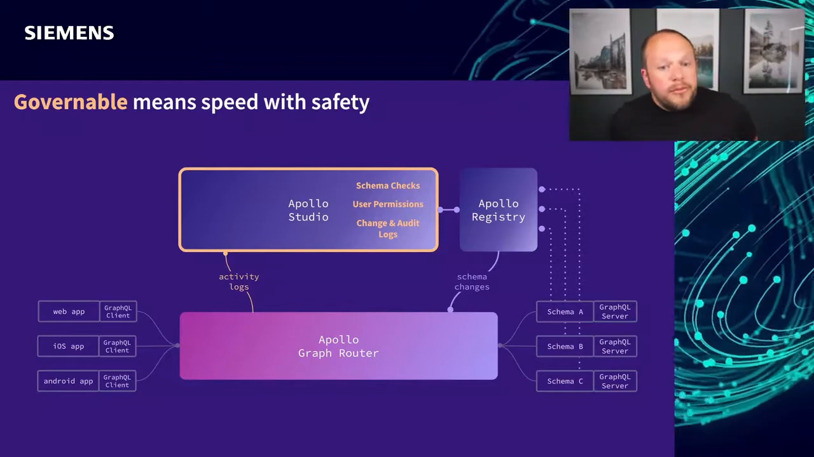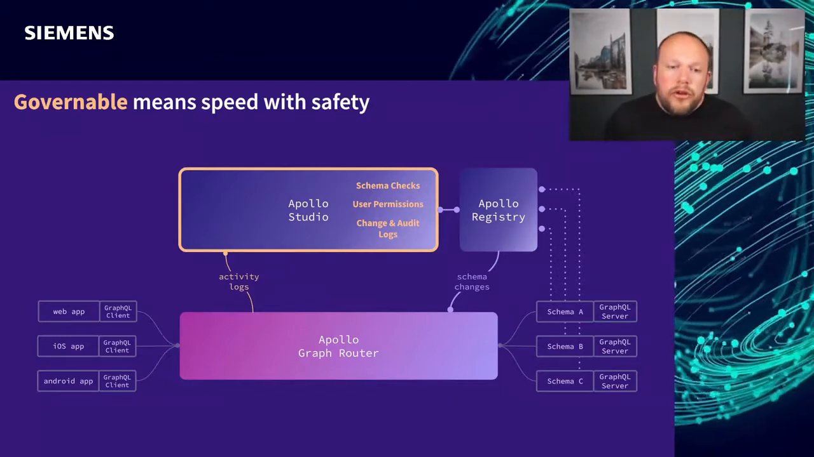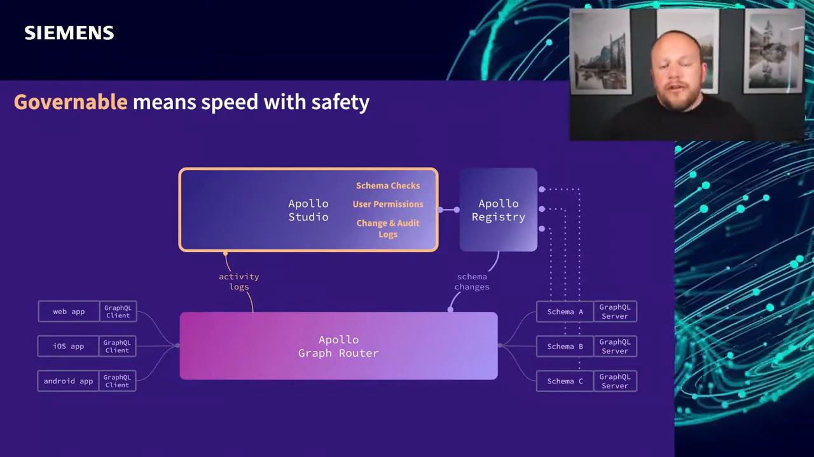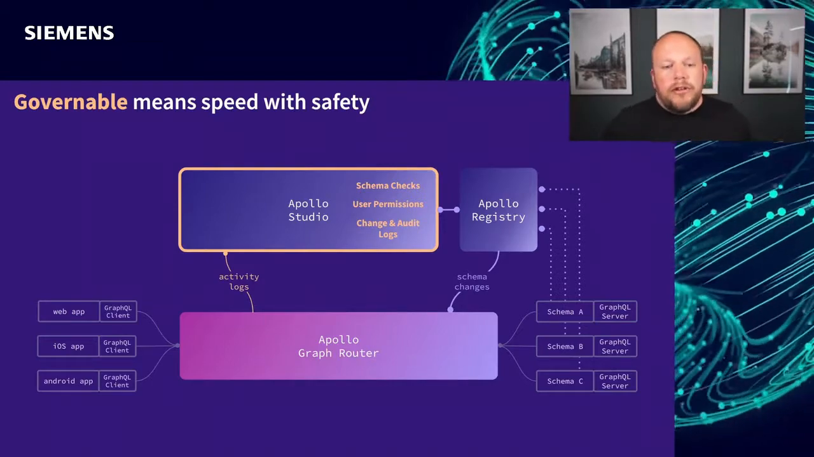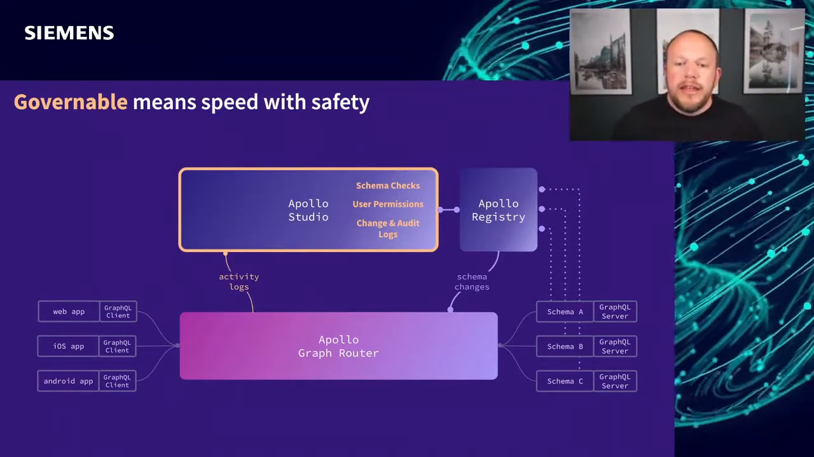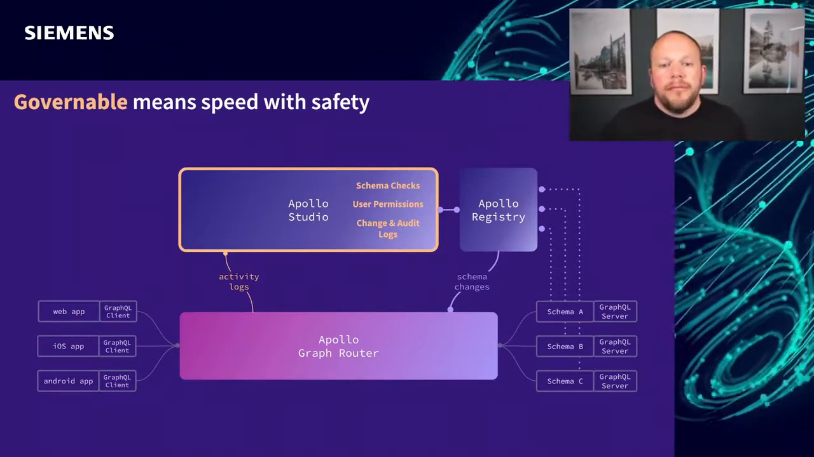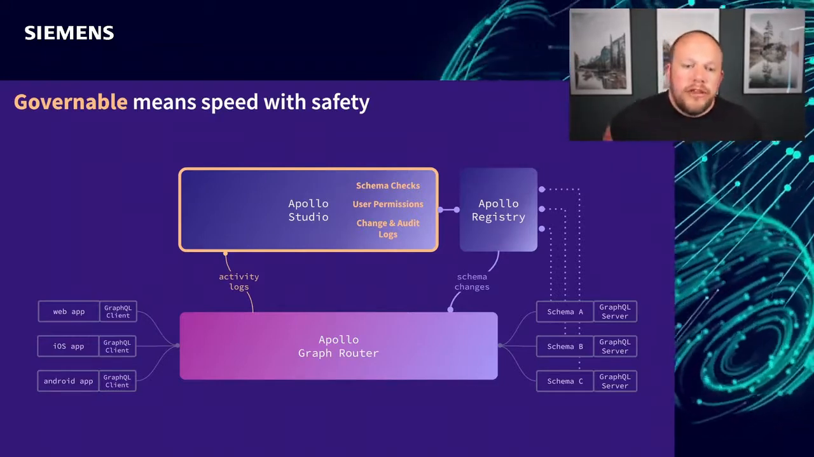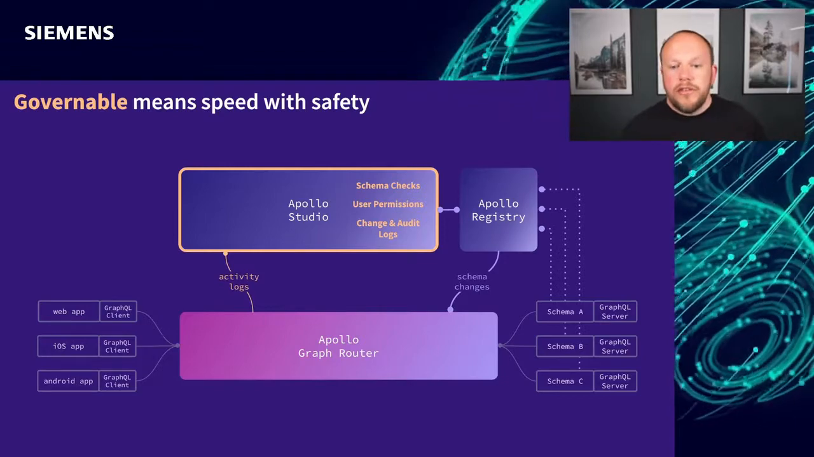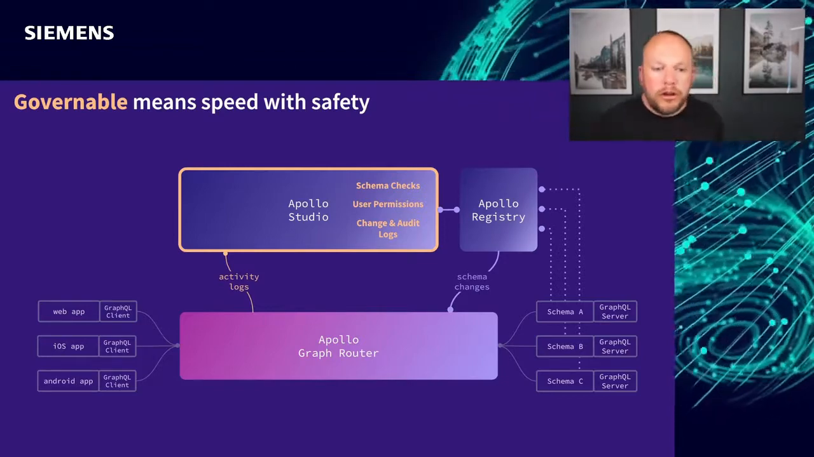There are three aspects to the governance features within Apollo Studio. Firstly, schema checks are run on every subgraph push by Apollo Registry to validate that the changes being made don't contain any errors, are composable, and won't break existing consumers of your API. It does this by using usage data for your graph and running all known operations against the new composed schema to ensure there are no breaking changes.